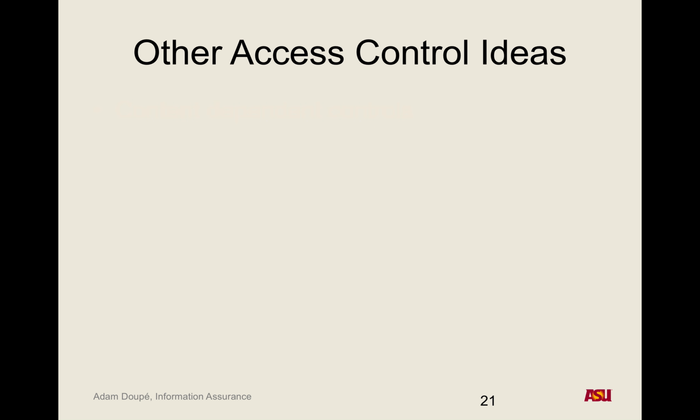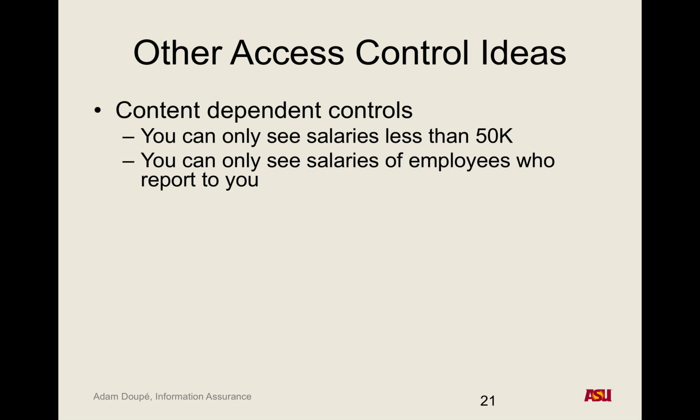This actually gets to other ideas in access control. Access control is not just limited by these capabilities or these models that we've been talking about. So, content-dependent controls. Think about a salary system. You may want to give people access to some data depending on what that data is. So in your corporate system, you can see salaries of the people that report to you. Is that important as a manager?